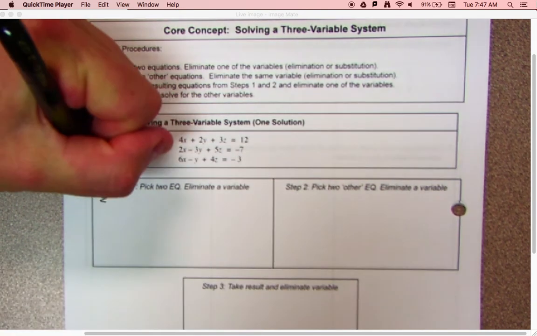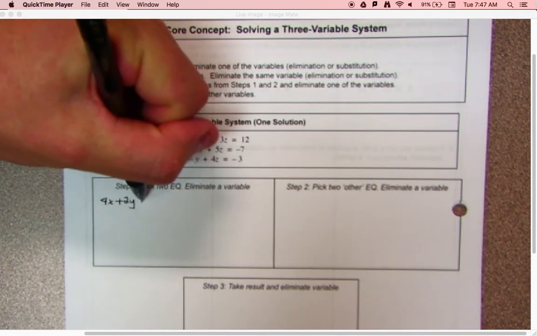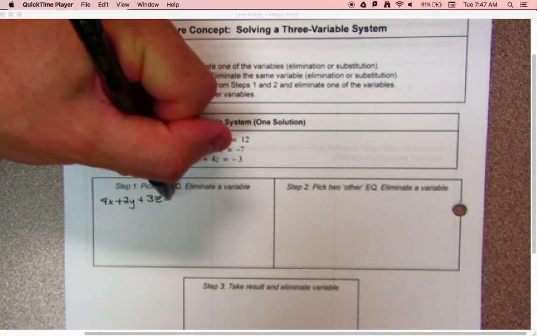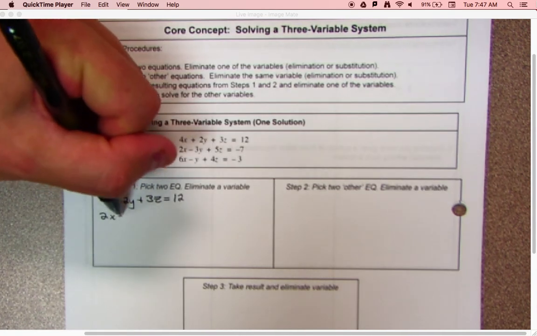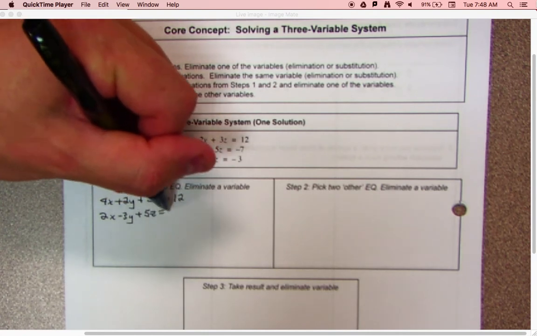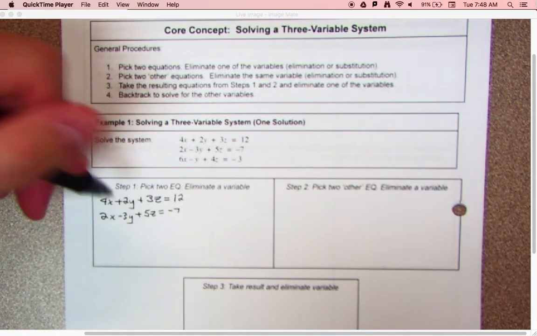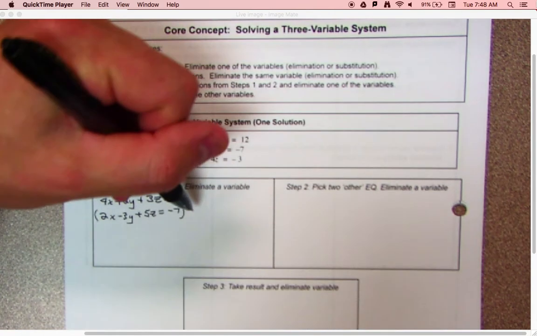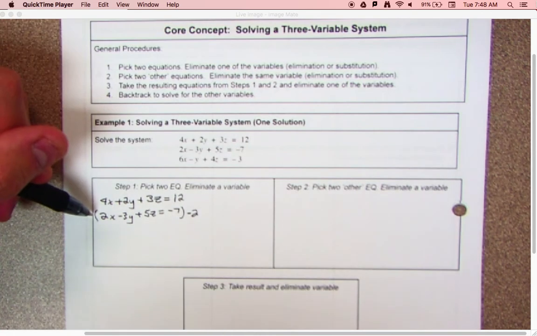So let me write down the first 2 equations. 4x plus 2y plus 3z equals 12. And then 2x minus 3y plus 5z equals negative 7. Like I said, it doesn't matter which 2 you pick. You just got to pick 2. Now, as I said earlier, I'm going to eliminate x. So if I multiply this equation by negative 2, that'll give me negative 4x.